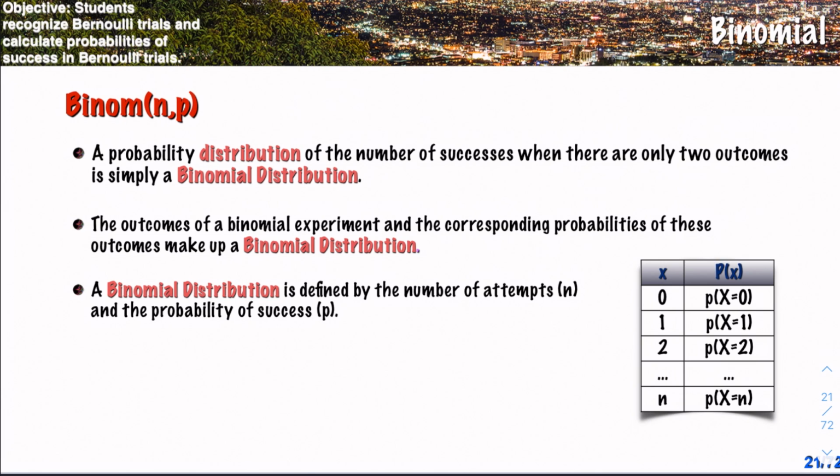So a probability distribution of the number of successes when there are only 2 outcomes is simply a binomial distribution. Binomial just meaning 2 terms, 2 outcomes, a yes or a no, a boy or a girl, a head or a tail, a 6 or not a 6, lights on or lights off. The outcomes of a binomial experiment and the corresponding probabilities of these outcomes make up a binomial distribution. And so we list out the binomial distribution as this number of successes we get x, and then the probability on the right-hand side in sort of a tabular form.